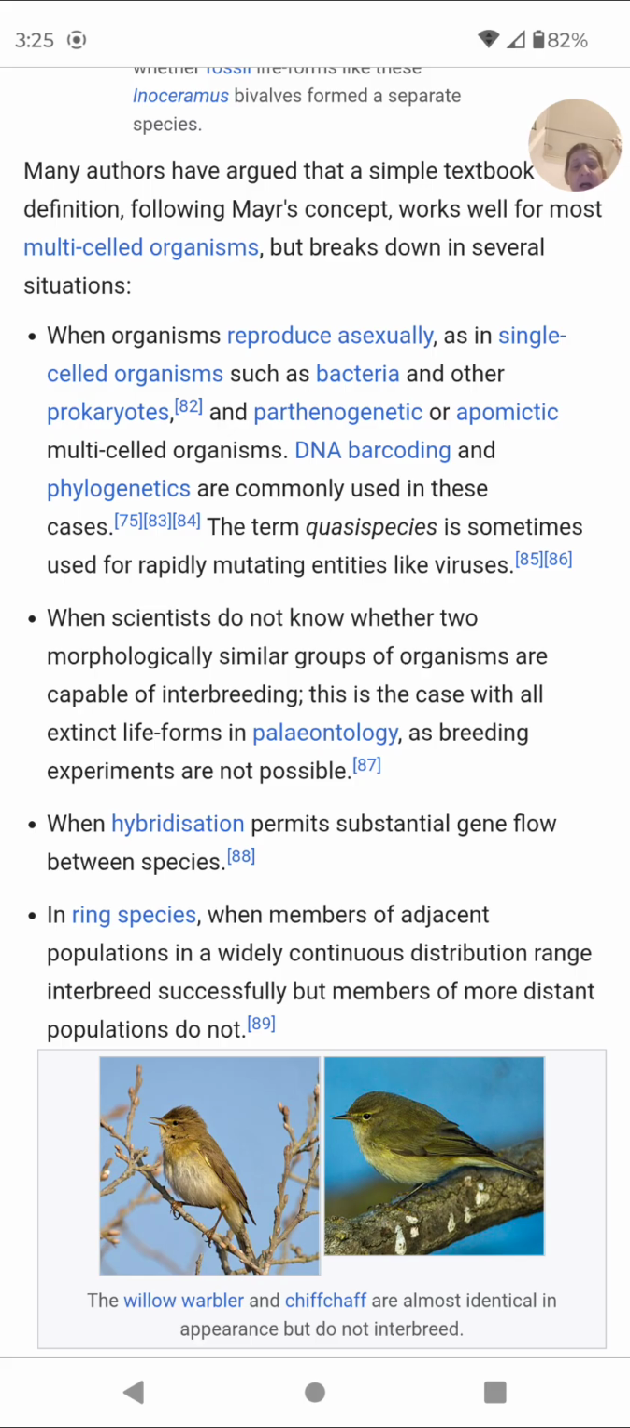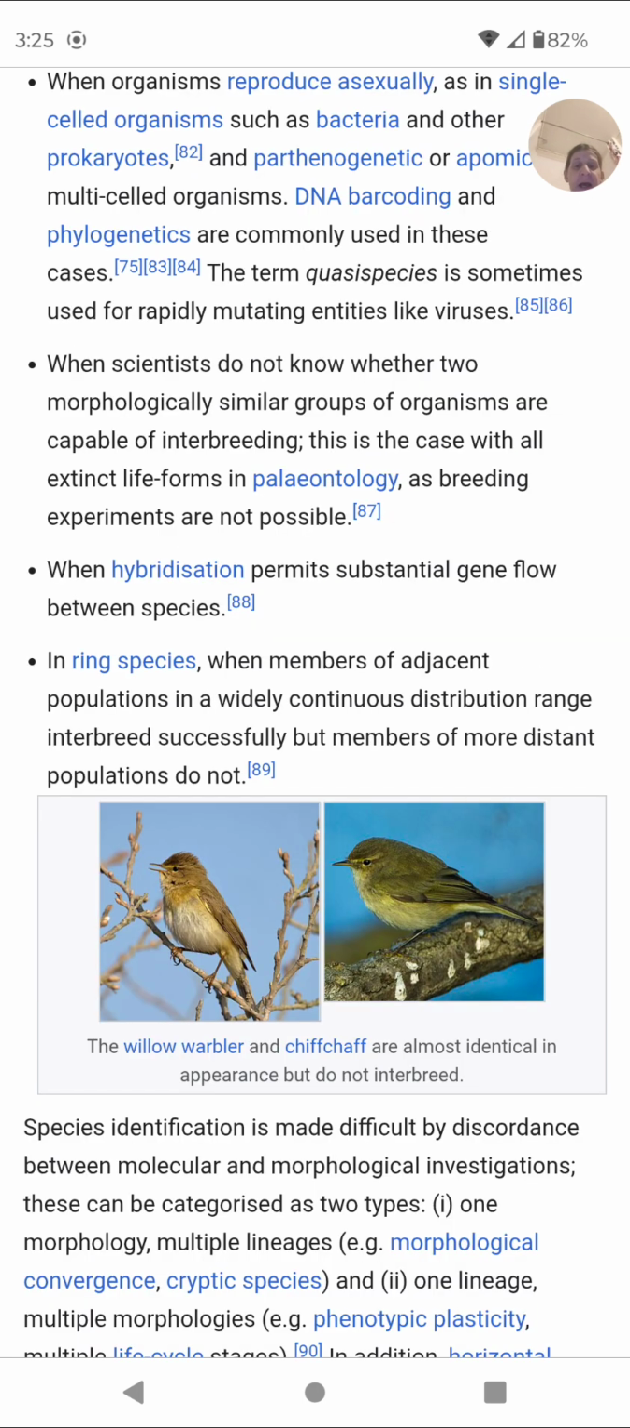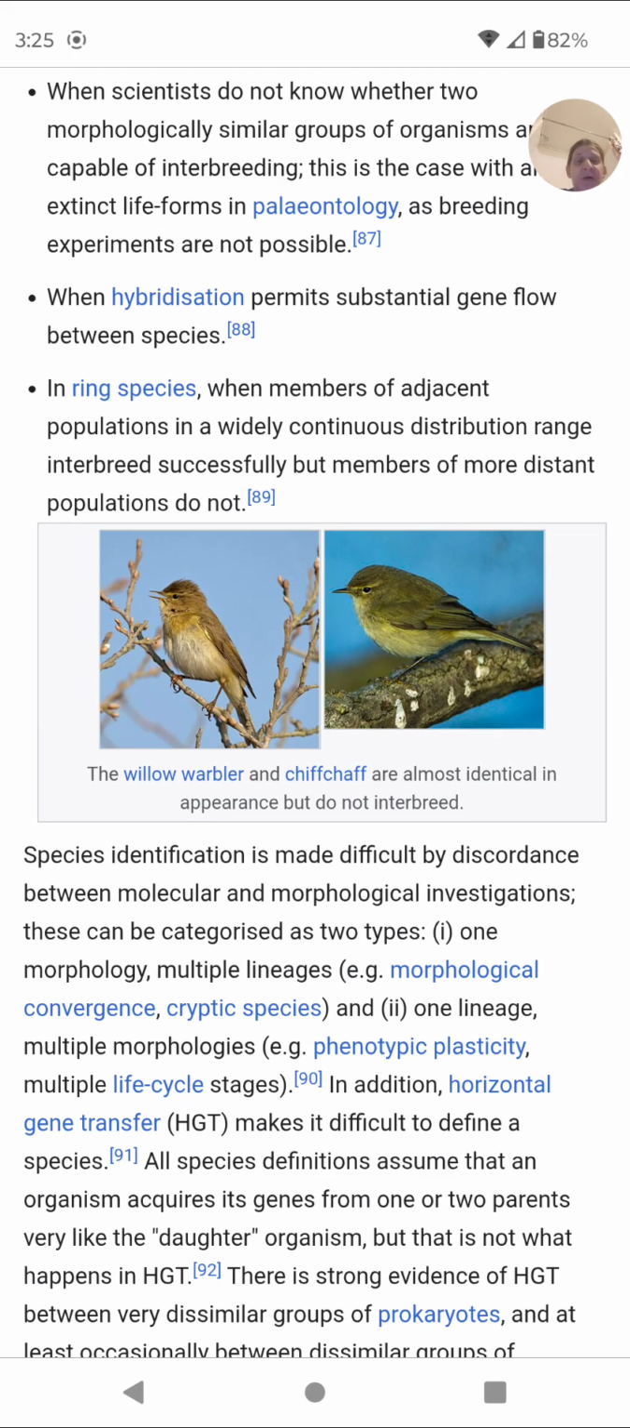This is the case when hybridization permits substantial gene flow between species. In ring species, members of adjacent populations in a widely continuous distribution range interbreed successfully, but members of more distant populations do not.